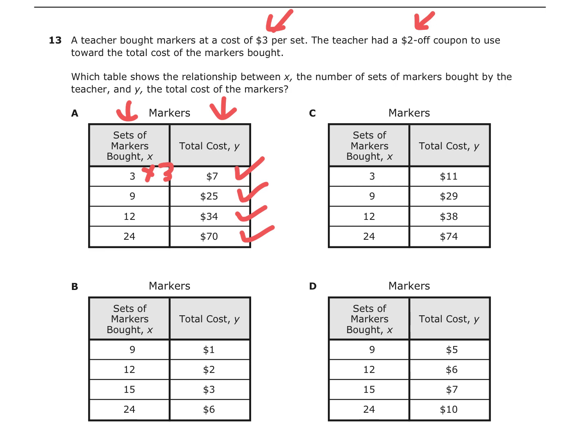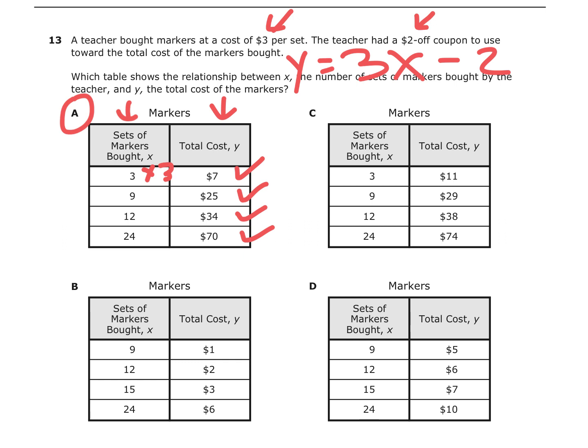And so all we're doing is multiplying the X times 3. So we're doing 3 times X and then minus 2. On your calculator, if you wanted to check, you could graph y equals 3x minus 2 and look at the table of values and match it with the correct table. In this case, we know the answer is going to be A.